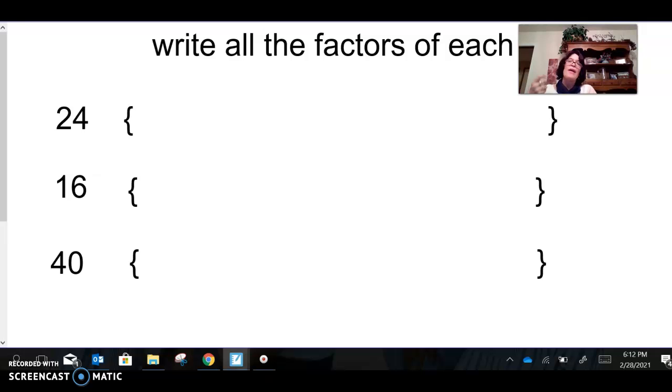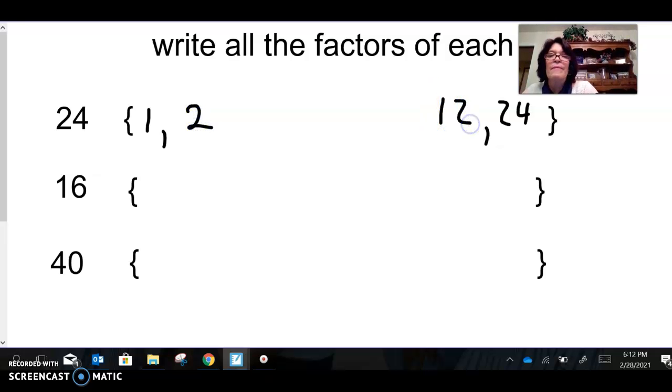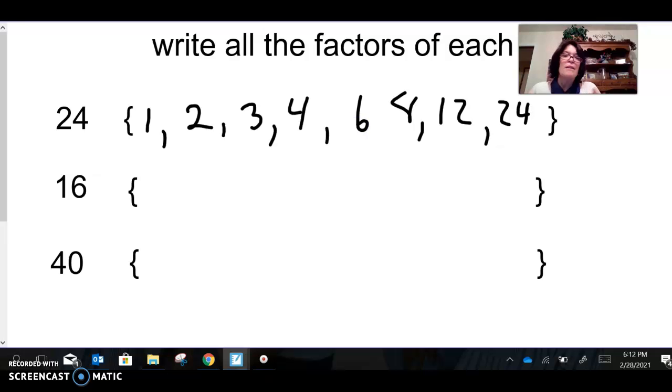Let's see. We want to figure out what goes in to 24. The factors of 24 are 1. Let's just write them all out. 1 times 24. 2 times 12. 3 times 8. 4 times 6. And we're pretty much done. Okay, that's usually how I try to write it. I start with 1, then I know 24, and then, so there's 1, 2, 3, 4, 5, 6, 7. Oh, there's a lot of factors there.